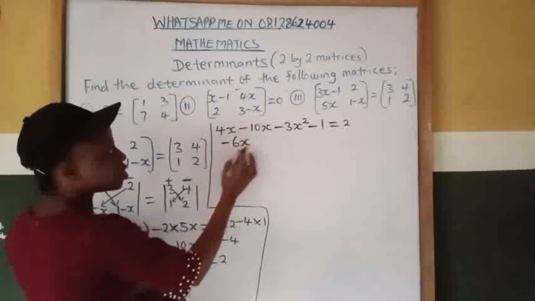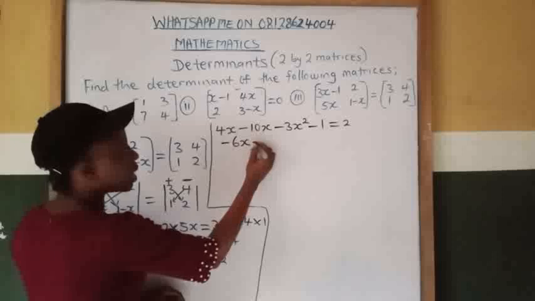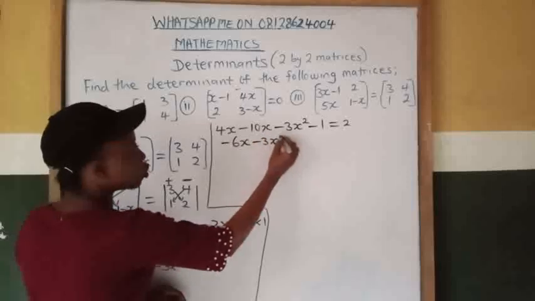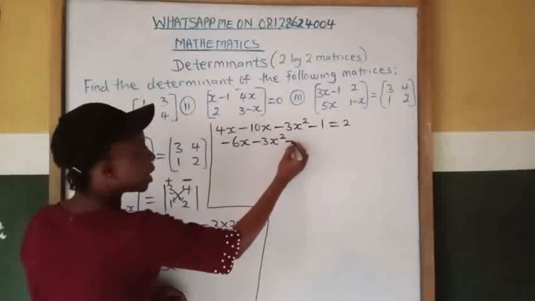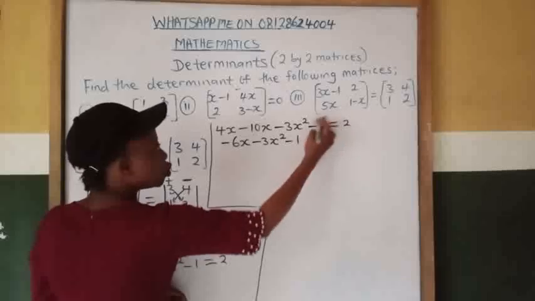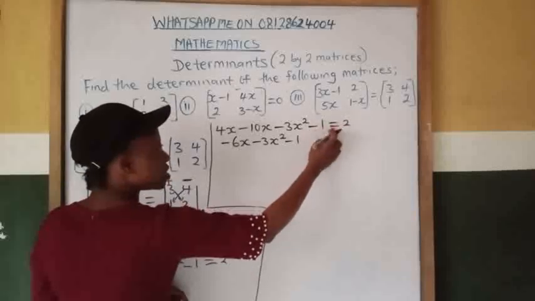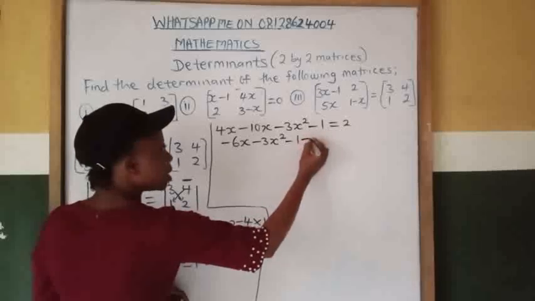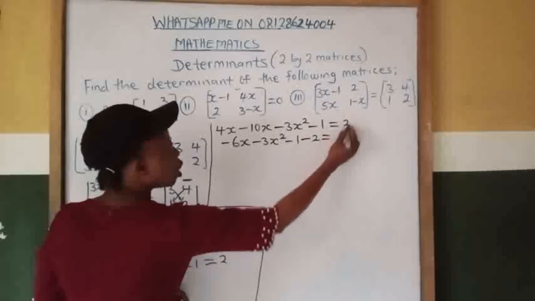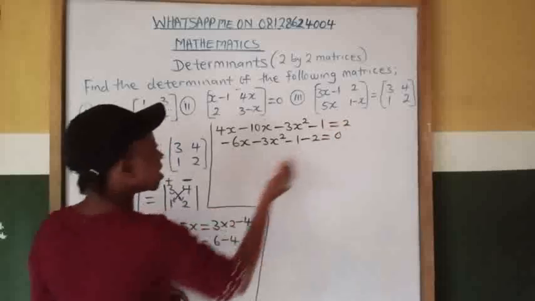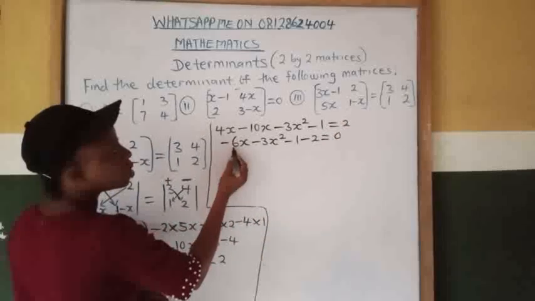4x minus 10x equal to minus 6x. Then minus 3x raised to power 2. Then minus 1. Bring these 2 down to this place, we change to, this is positive. So by the time it's cross equal to, it will change to minus. So minus 2 equal to 0. So nothing here again. So now let's proceed.